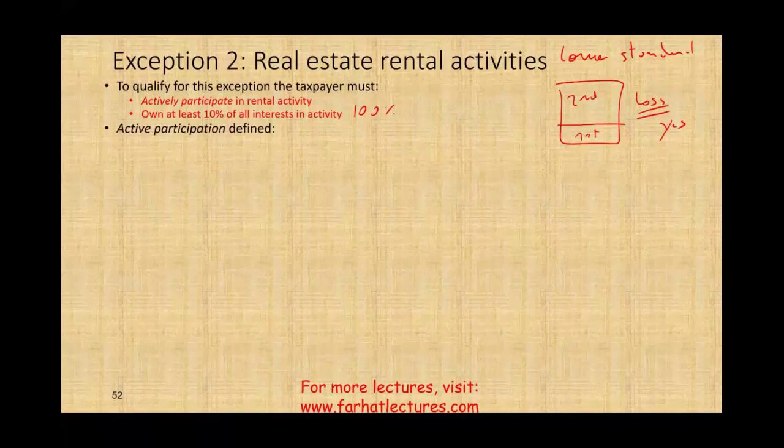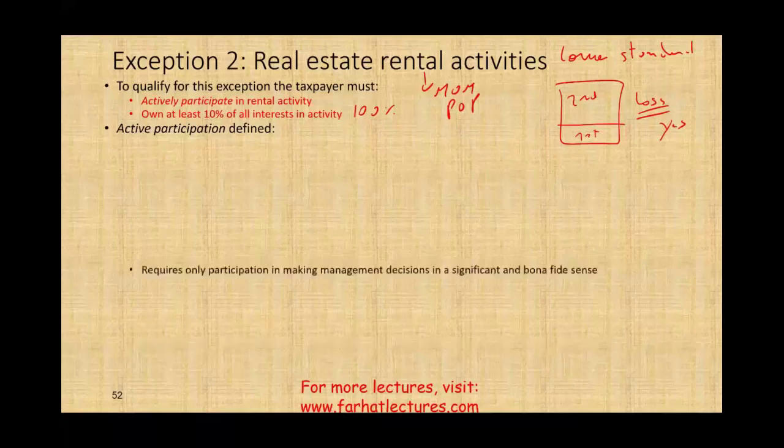What does active participation define? So under this rule, how do we define you're an active participant? Before I move on, just want to let you know, this is considered the mom and pop exception. So this is for basically people like me. I was not a mom back then. I was still single, but the fact is it's that.